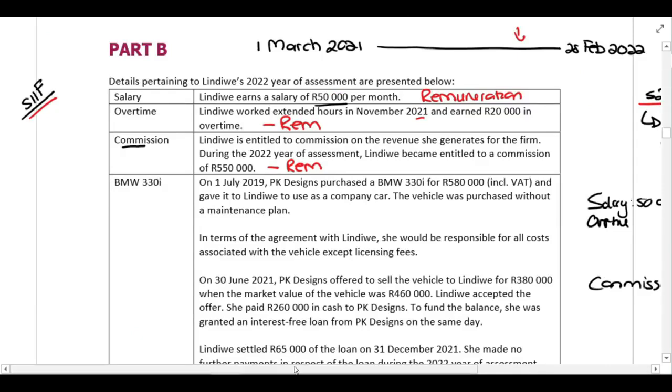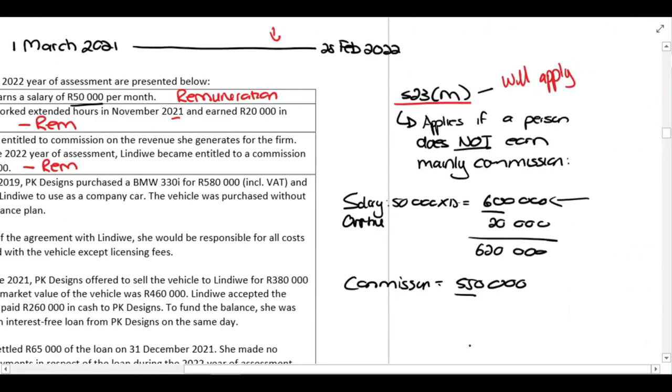You can't just deduct things like petrol, for example, fuel, insurance costs on your vehicle, and all those things that you incur. If you earn mainly commission, those things become deductible. So again, guys, please remember to revise Section 23M.